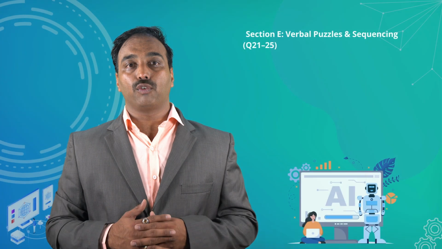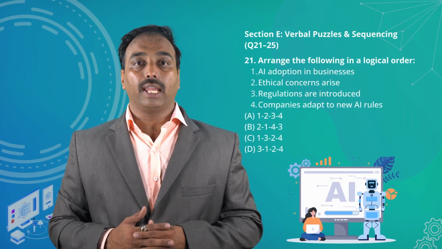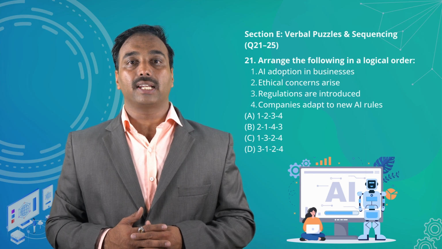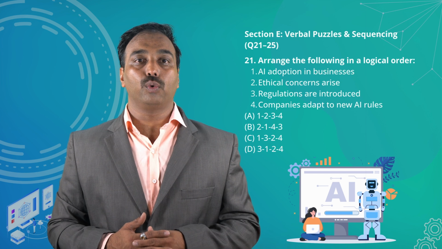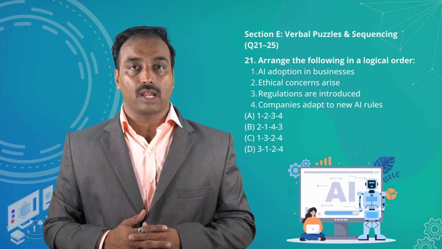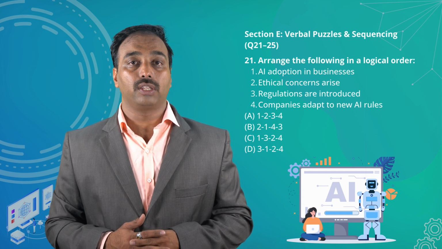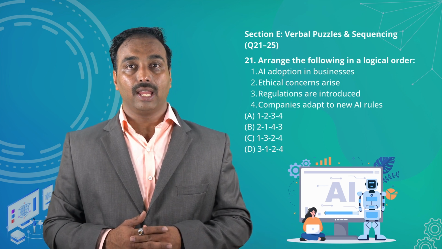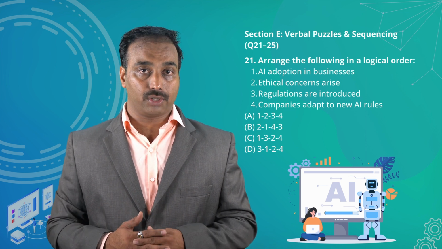Section E is about verbal puzzles and sequencing. Here you have to arrange the following in a logical order. AI adoption in businesses, ethical concerns arise, regulations are introduced, companies adapt to new AI rules. The sequences go like this: 1, 2, 3, 4; 2, 1, 4, 3; 1, 3, 2, 4; 3, 1, 2, 4. The correct sequence is A because AI is adopted first, leading to concerns, then regulations, and finally adaptation.